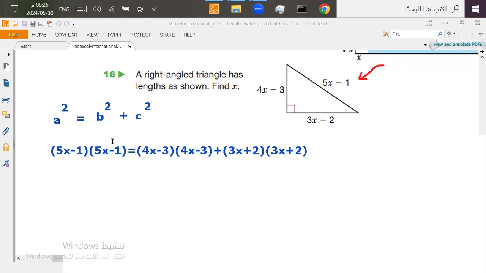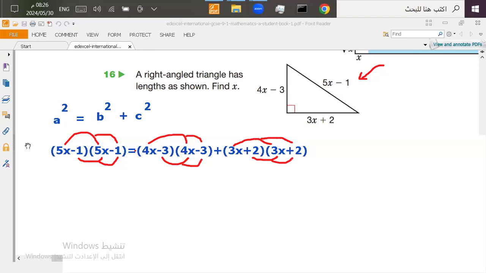So we'll do the part of expanding, to find x using the expanding or the Pythagoras theorem. I'm gonna do the same steps. I'm gonna multiply the first one by both, and then the second one by both, with all of them. Okay, so I'm gonna do it here. And then at the end, we're gonna simplify to find the value of x. First by both, first by both.